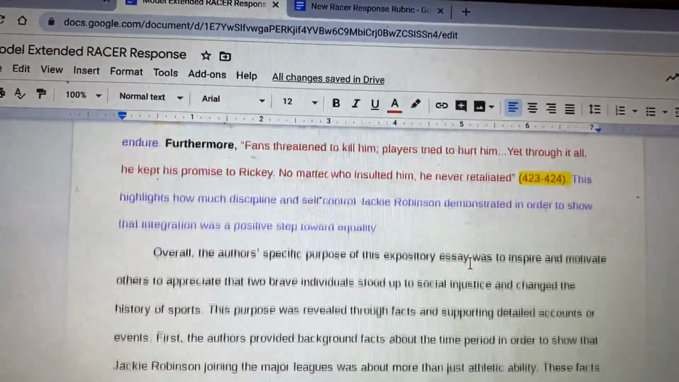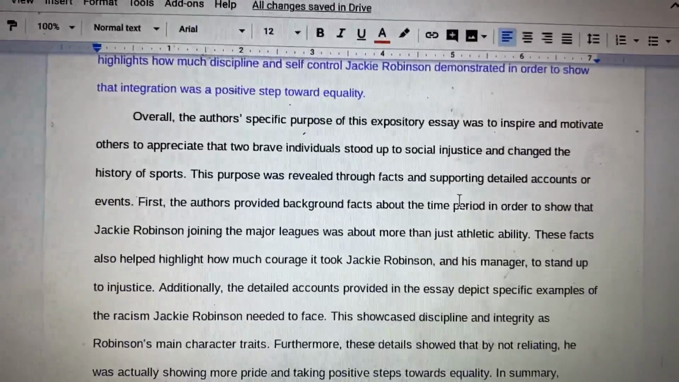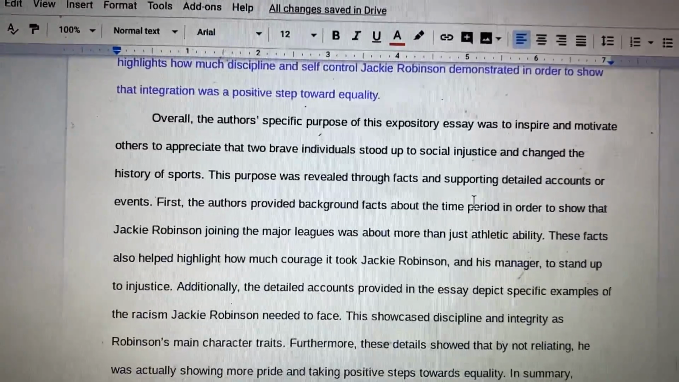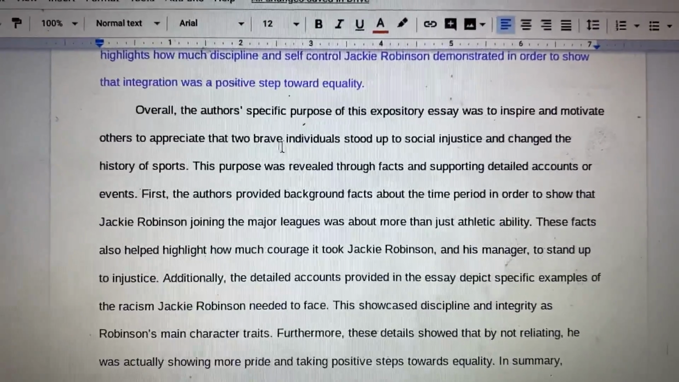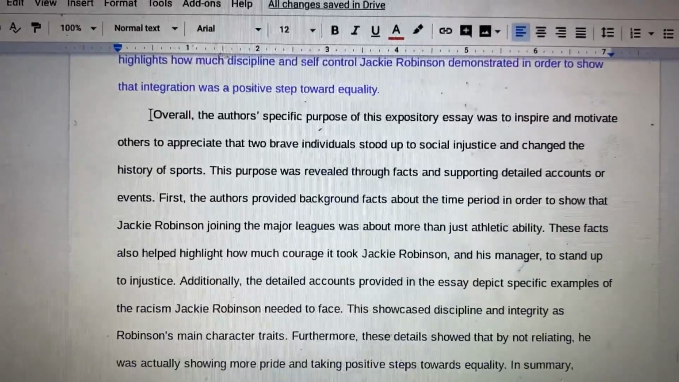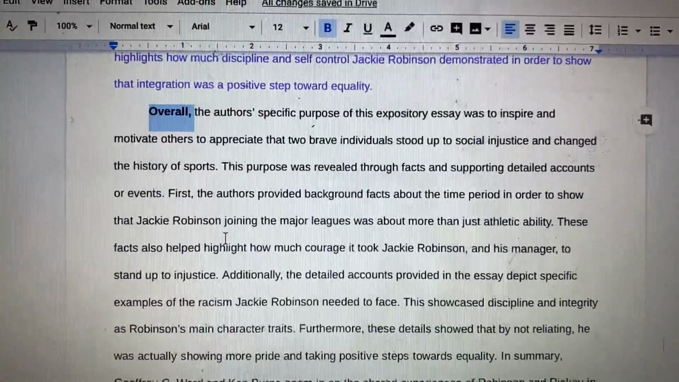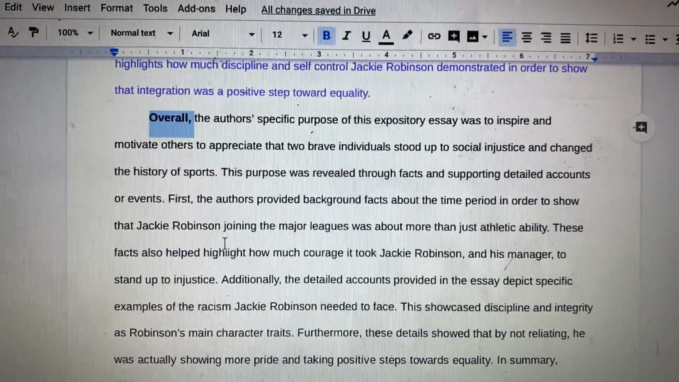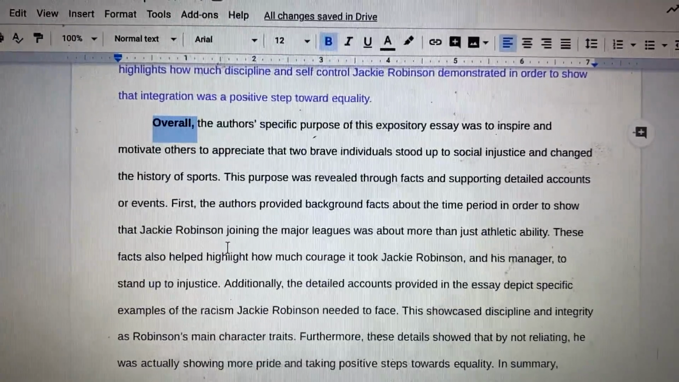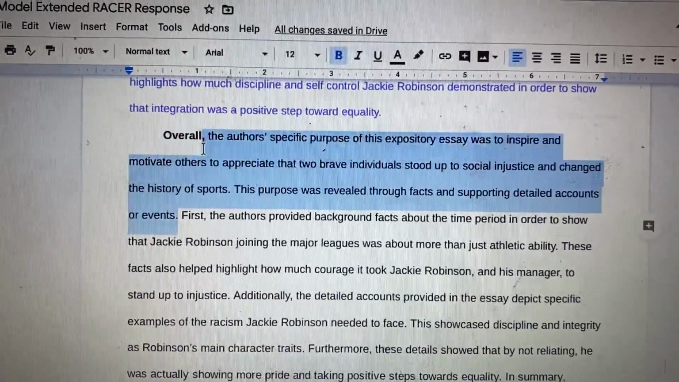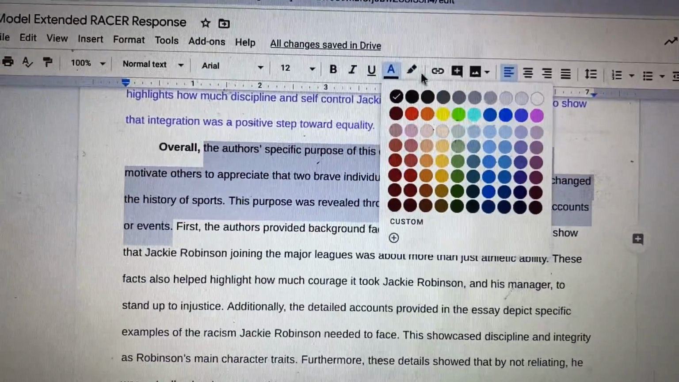Now I move on to paragraph 3, which is simply your conclusion paragraph. So in a 5-paragraph essay, we summarize each body paragraph. In an extended RACER response, you're just summarizing the 3 main points you proved in the 1 body paragraph. So first I start by providing my thesis again. Here's a transition word, overall. The author's specific purpose of this expository essay was to inspire and motivate others to appreciate that 2 brave individuals stood up to social injustice and changed the history of sports. This purpose was revealed through facts and supporting detailed accounts or events. All I did was repeat or restate my thesis.